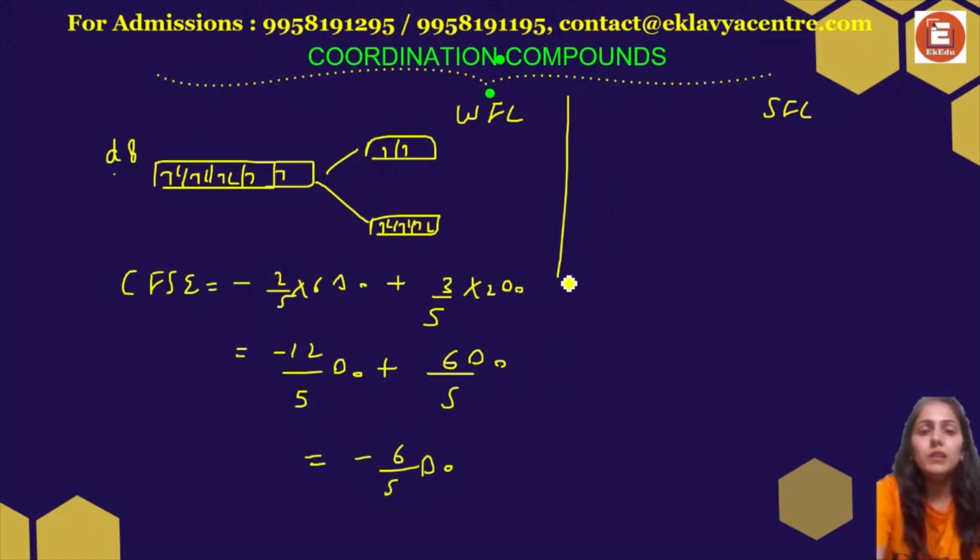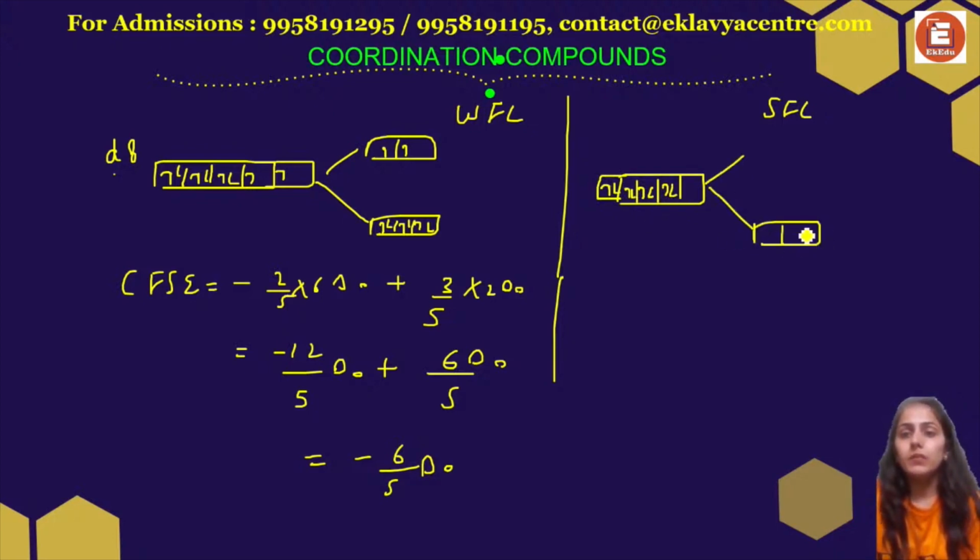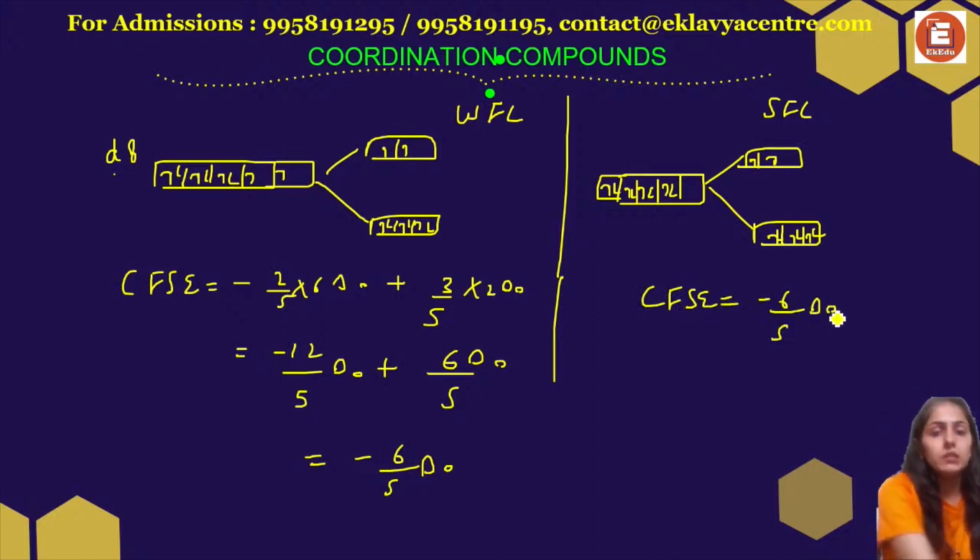Similarly, for strong field ligand, if you try, 1, 2, 3, 4 pairing for 8 electrons. This is how pairing will be done, but on splitting, we'll get t2g 1, 2, 3, 4, 5, 6. If you see the diagram after splitting, it will be similar. So the CFSE value will also be similar in case of d8.